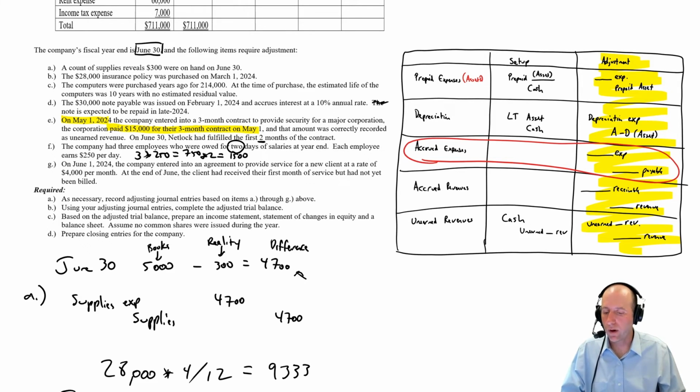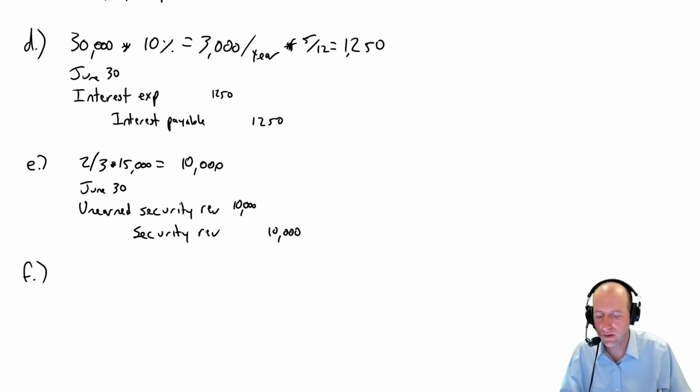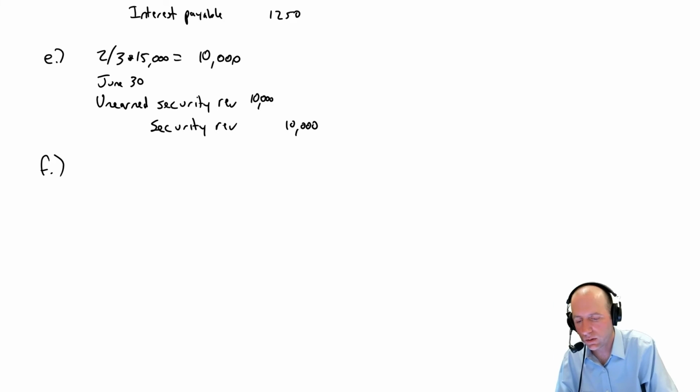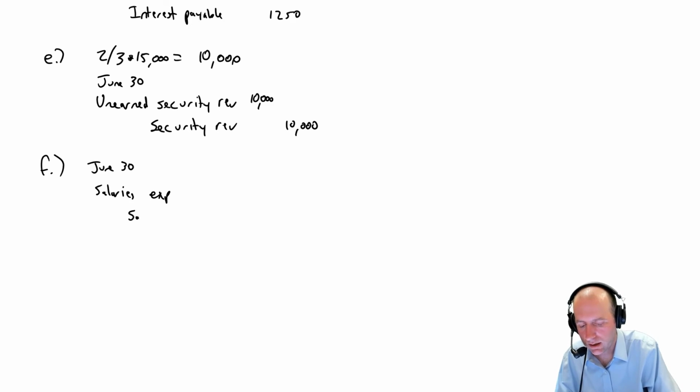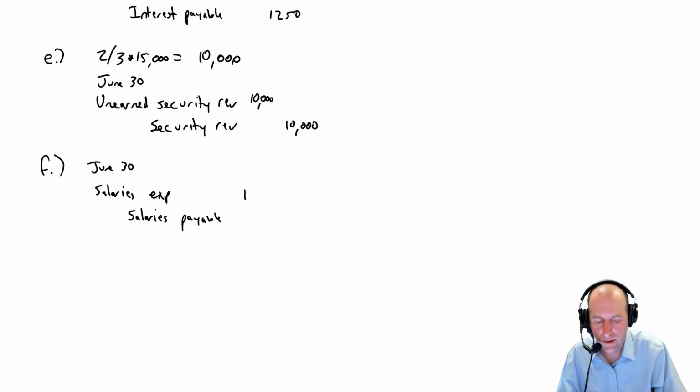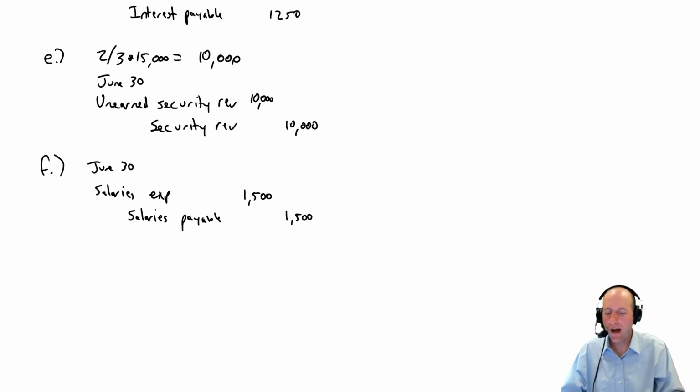That was a mouthful, right? The company had 3 employees who were owed for 2 days' salaries. Each employee makes $250 a day. So I've kind of reconfigured that and said, okay, 3 people, they all make $250 a day, so that's $750 a day in salaries that I'm going to owe. I owe 2 days, 750 times 2, 1,500. Okay, so 1,500 of unpaid salaries. The journal entry here is pretty simple. Debit, salaries expense, credit, salaries payable, $1,500. There we go. There's F.